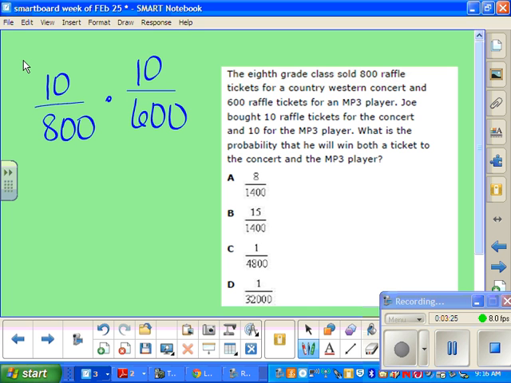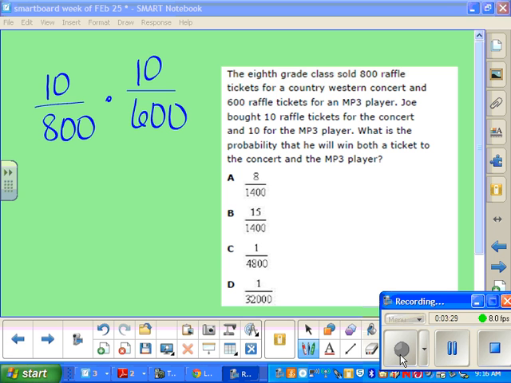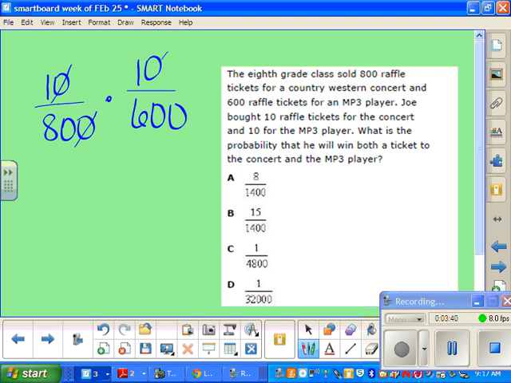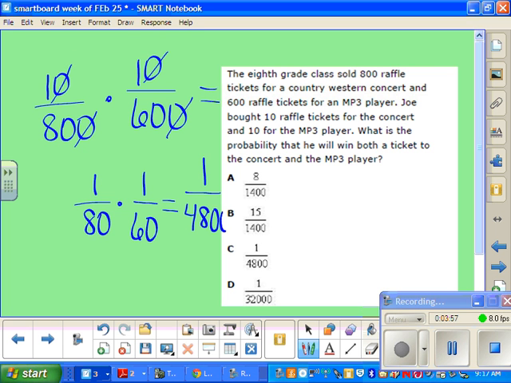So we're just going to go ahead and cross multiply. Hold on. Actually, first we're going to simplify these big numbers and multiply them. So first we'll just take the zeros out, cross them out, cross those out. So now we'll have 1 out of 80 and 1 out of 60. So that's a lot easier number to multiply. So then it ends up being 1 out of 4,800.